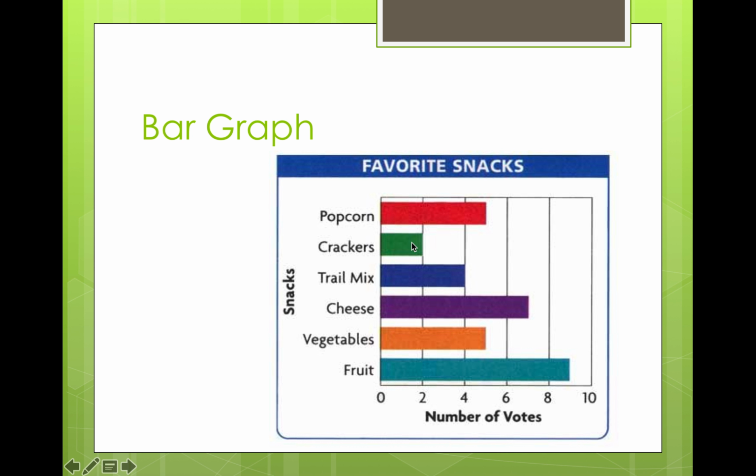And in a bar graph, our bars are not going to touch. The order doesn't matter. Histograms, our bars will touch, and the order does matter. We need to go from least to greatest because we're dealing with that numerical data here.